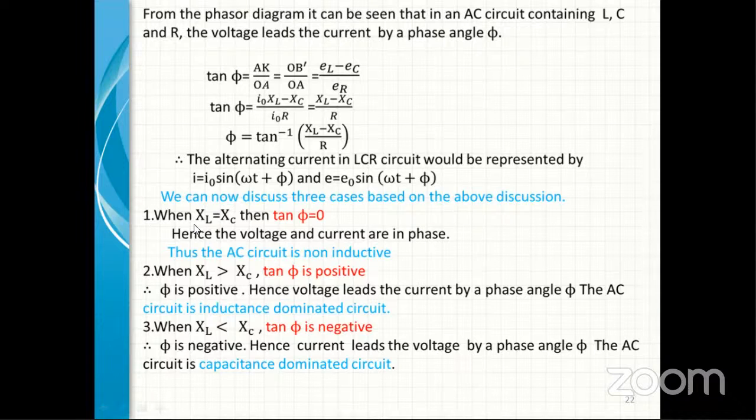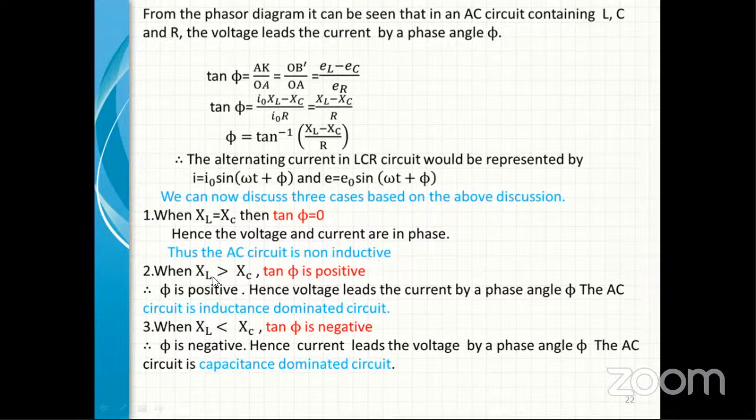If your XL and XC are equal, therefore XL is equal to XC, this becomes 0, 0 divided by R is 0, therefore tan phi is 0, and hence the voltage and current are in phase, and thus the AC circuit is non-inductive.